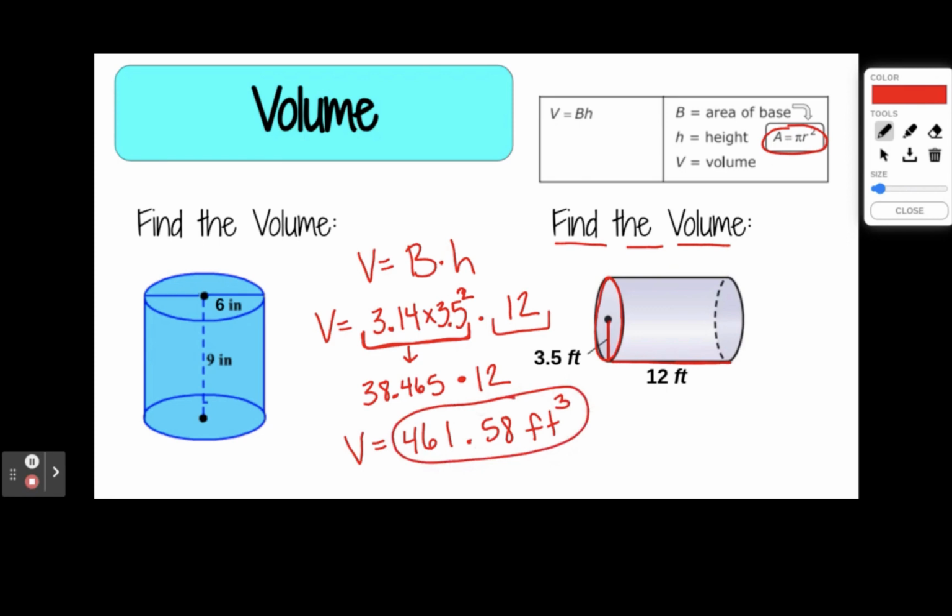So just showing you here how you can use the volume formula that is given to you on the 7th grade MCA formula sheet. Thank you for joining me.